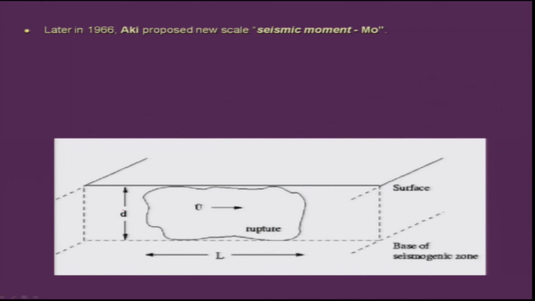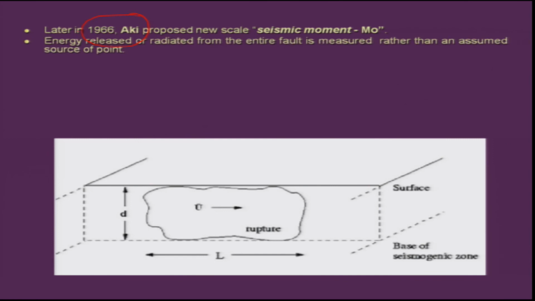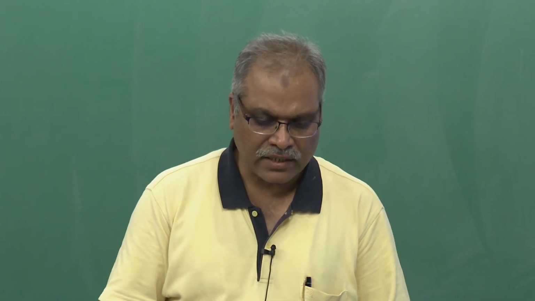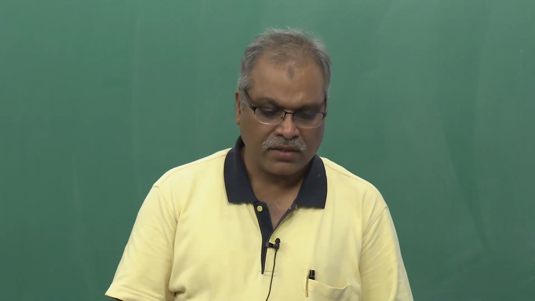Okay, so Aki in 1966 proposed a new scale which was termed seismic moment. Okay, and what exactly you look at here is that the energy released or radiated from the entire fault is measured rather than an assumed source. Okay, so anyways, we'll discuss this in the next lecture. I'll stop here. Thank you so much.